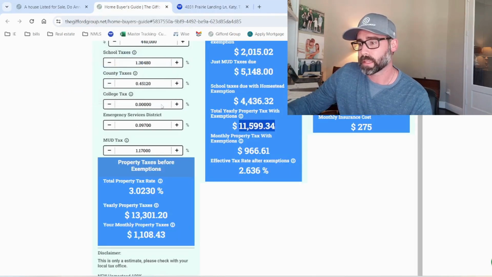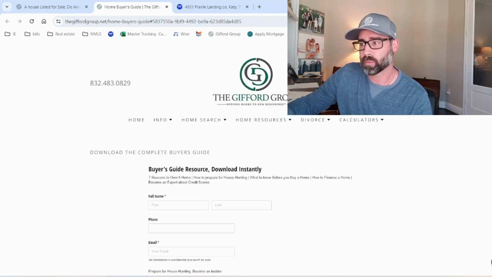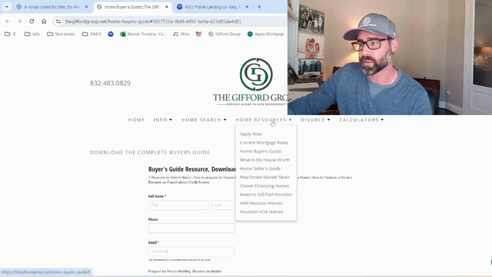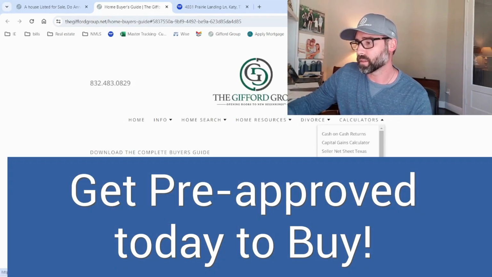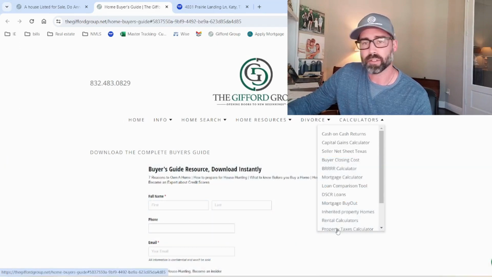So, in this calculator, like I say, this calculator can be found on our home buyer's guide. You can just go to the home resources and home buyer's guide, or if you want to go directly there, you just go over here, and we have our property tax calculator. It'll take you right to it. Try to make a shortcut there for you.